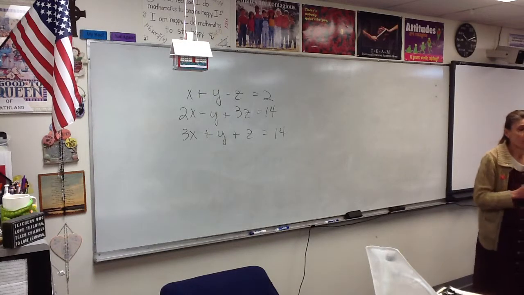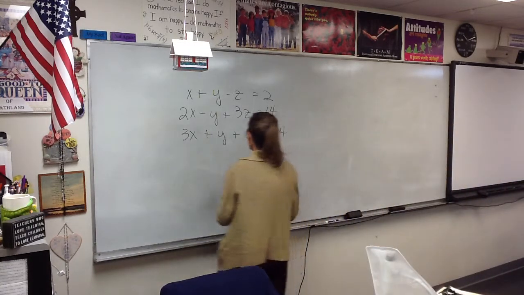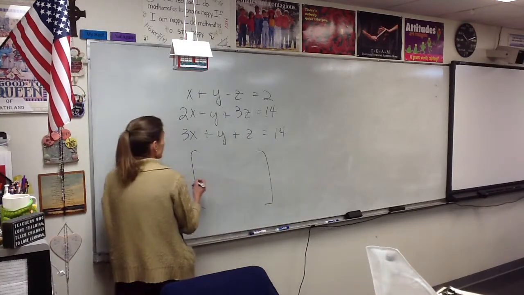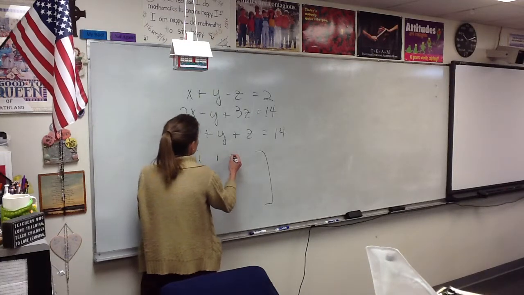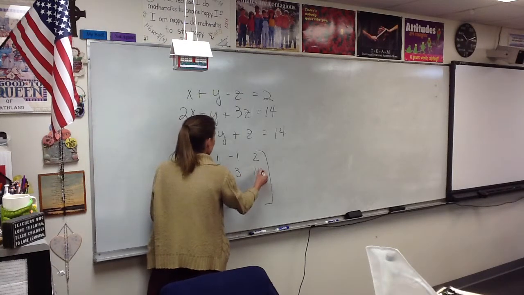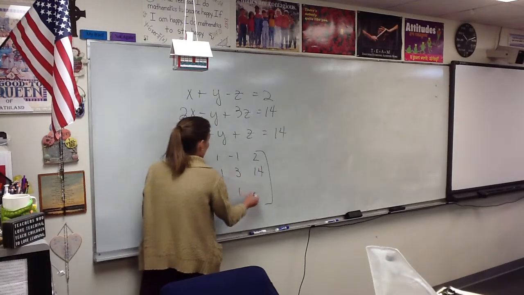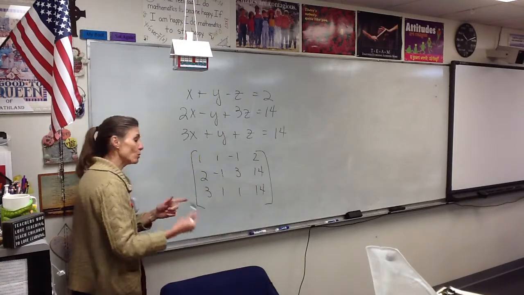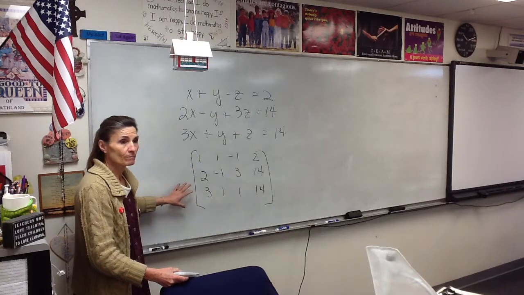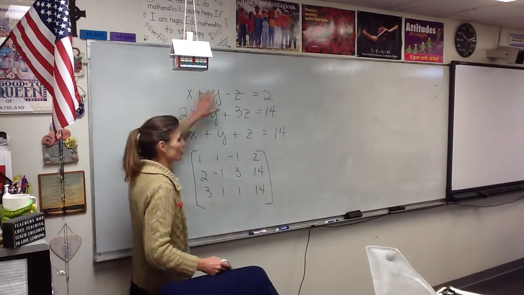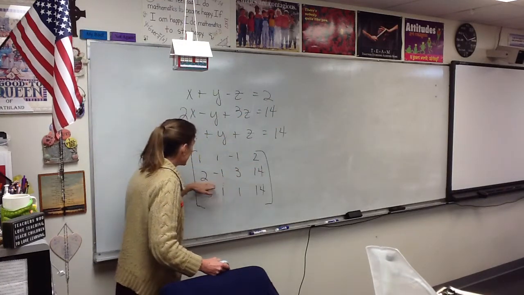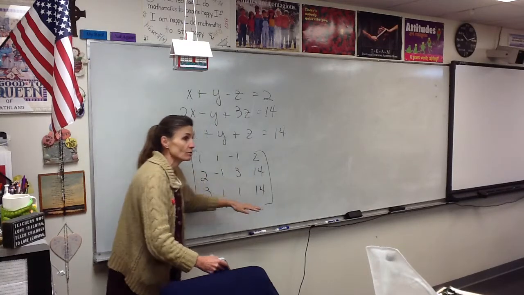Okay, now, the first thing I want you to do is to write on your paper this matrix. Now it's going to be a biggie. It's going to be 1, 1, negative 1, 2, 2, negative 1, 3, 14, and 3, 1, 1, 14. Now, I bet you don't need me to explain to you where I got these numbers. In order, including negatives, these are the numbers in the first equation, these are the numbers in the second, and these are the numbers in the third.